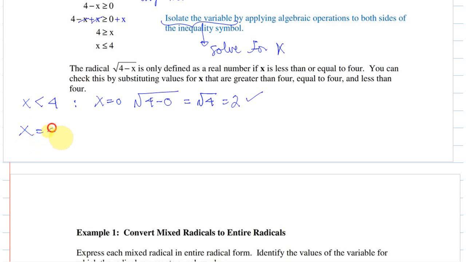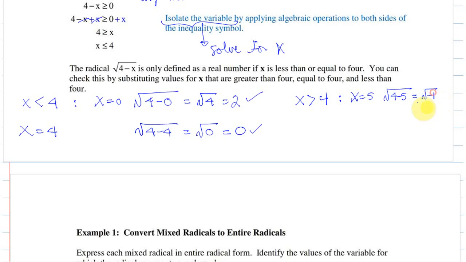I want to see what happens to my radical when x is equal to 4. So x is equal to 4. I'm going to plug that in. I'm going to get 4 minus 4, which gives me 0. The square root of 0 is 0, so that works. The last scenario is what happens when x is greater than 4. So I'm going to choose where x equals 5. I'm going to substitute that in, so 4 minus 5 gives me the square root of negative 1. And I can't work out the square root of negative 1. It is undefined. And so this doesn't work.